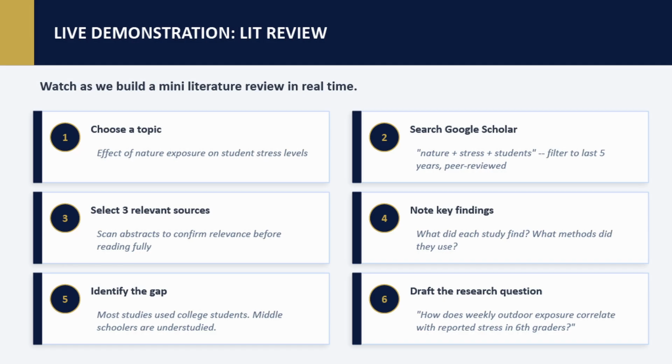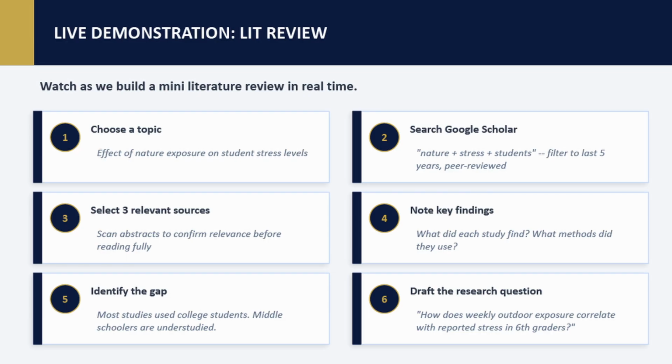And then live demonstration, literature review. So watch as we build a mini literature review in real time. So let's choose a topic. The effect of nature exposure on student stress levels. Okay, that's a pretty good topic. And then let's search it on Google Scholar. So we're going to search terms like nature, stress, students, and we're going to filter to the last 5 years, and we're going to look for papers and articles that are peer-reviewed.